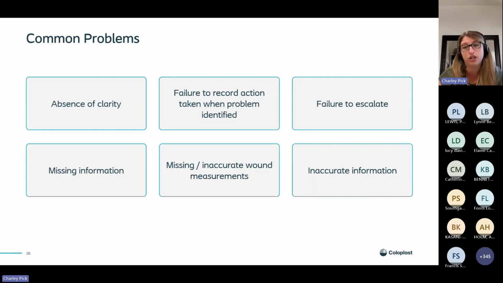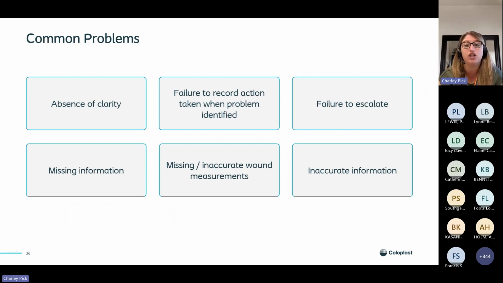So if you find a patient has developed a pressure ulcer, what are you going to do about that? You need to be able to order them equipment, don't you? When did you order that equipment? What equipment did you order? When are you expecting it? If that equipment doesn't arrive, what have you done about it? You need to escalate that.